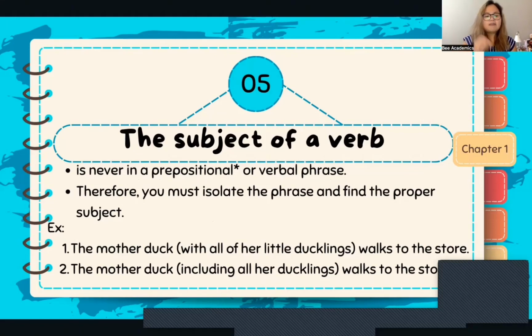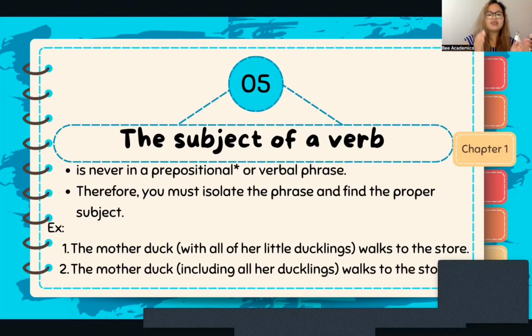Number 1, the mother duck with all her ducklings or with all her little ducklings walks to the store. The nearest subject is ducklings. But this time, we have to isolate the phrase. Take out the phrase. You cross the phrase out and you identify what's your main subject or your proper subject, and that would determine if you're going to use a verb with an S or without an S. So this time, the mother duck walks to the store.